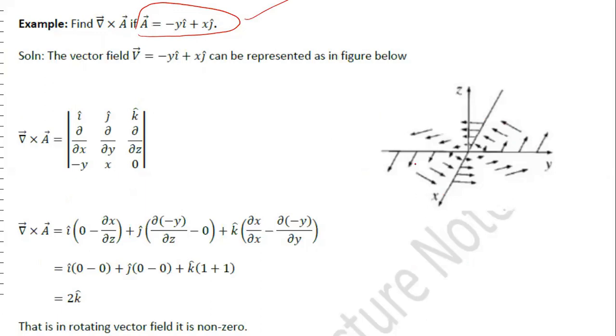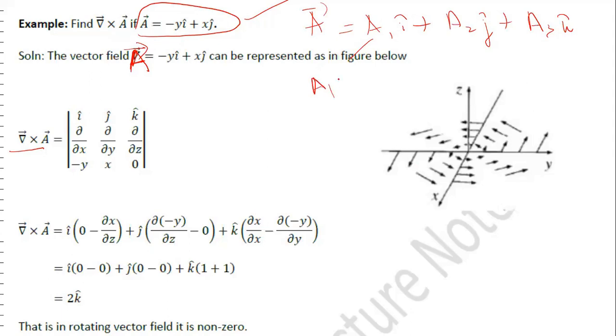Sorry, this is wrong notation, I'm mistyping. So A vector, all right. If you take a curl of A, if you remember, A vector is A1 i cap plus A2 j cap plus A3 k cap. Now you see that A1 here is minus of y, A2 here is x, and there is no coefficient for k, which means A3 is 0. So instead of A1, you put minus y. Instead of A2, you put x. Instead of A3, you put 0.